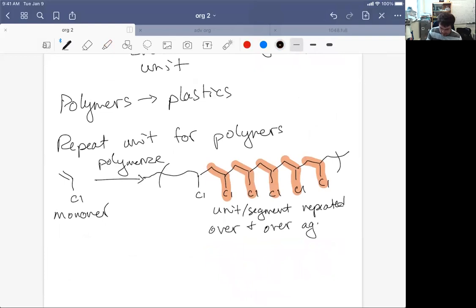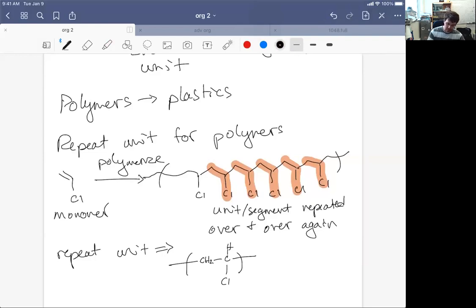Repeated over and over again. Okay, so what we're going to do is try to capture that information. So the repeat unit is shown as the atoms that are actually involved in making the molecule, or making the polymer chain. That is, we have a CH2 to a CH, which has a chlorine attached to it.